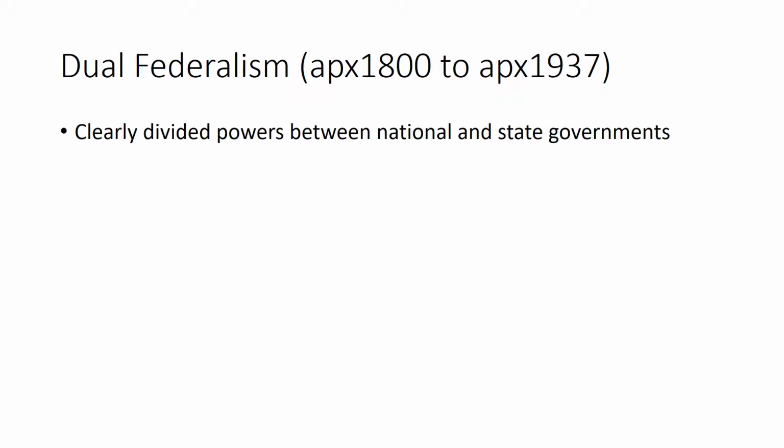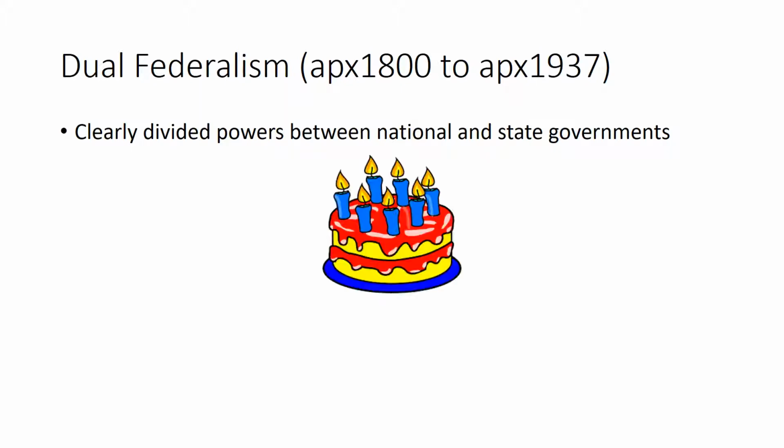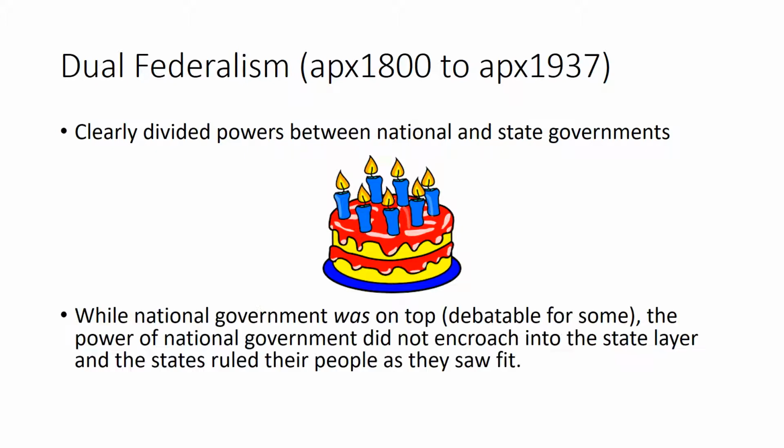Dual federalism clearly divided powers between the national and state governments, right? There is a layer between the two, completely separating them. There is the top layer, national government. It is on top, and the lower level of states, and those things do not mix, like a layer cake, right? There's the top layer, there's the bottom layer, they do not mix. So the national government was on top, which was debatable for some folks. The power of the national government did not encroach into the state layer. The states ruled their people as they saw fit. This was called the layer cake model of federalism.